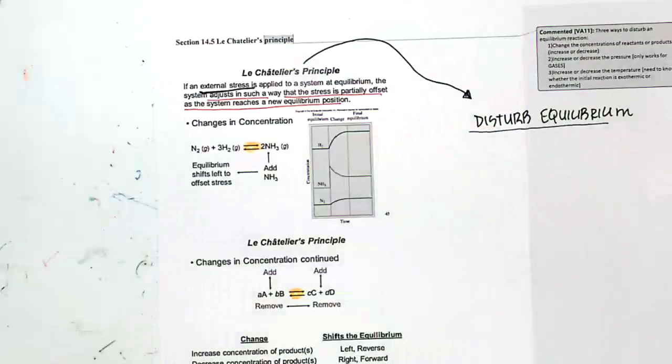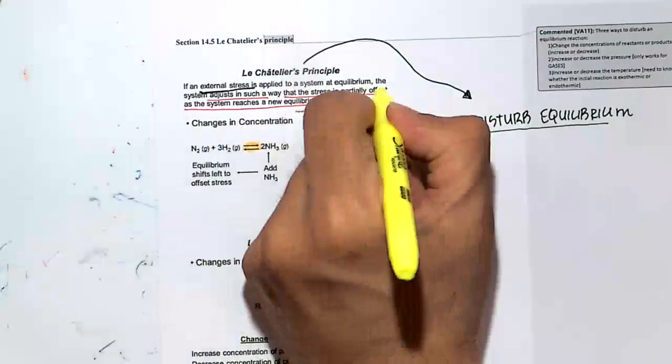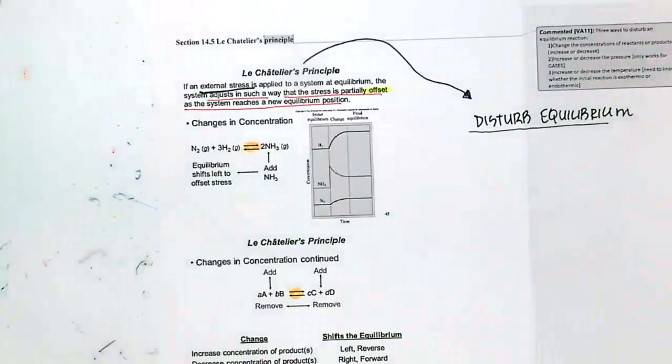So we disturb an equilibrium. What will Le Chatelier's principle do? It will offset it. This is the key word I'd like you to know: offset. How do you offset the disturbance? You do the opposite. Offset the disturbance.